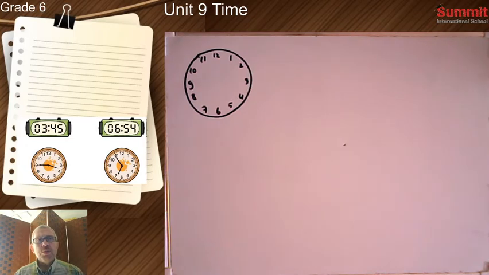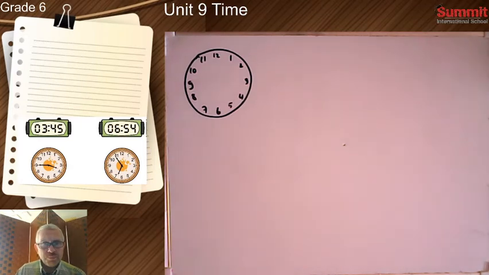Now you are going to see 3:45 as a digital. Under it you are going to see it with the analog. Also the clock is showing 3:45. Now to the other side we have 6:54 as a digital. Up, down we have an analog clock. Also it's showing the time 6:54.